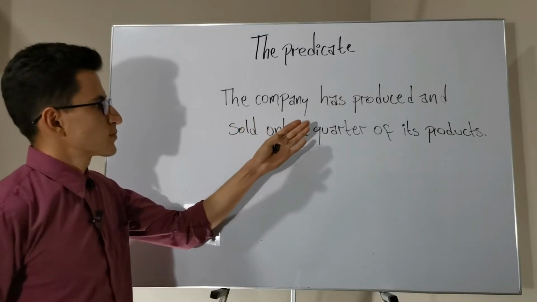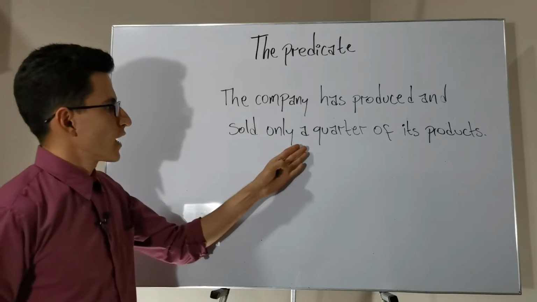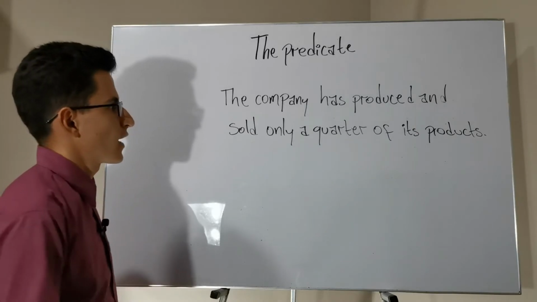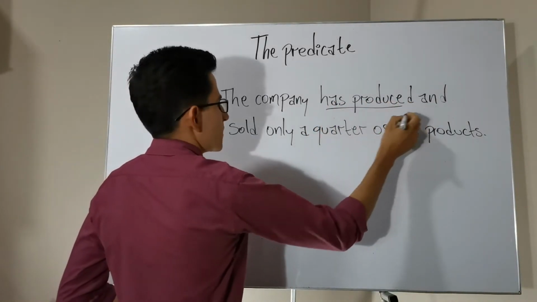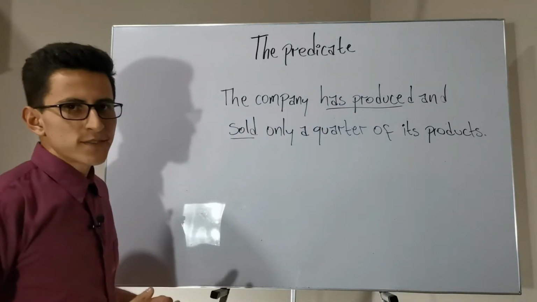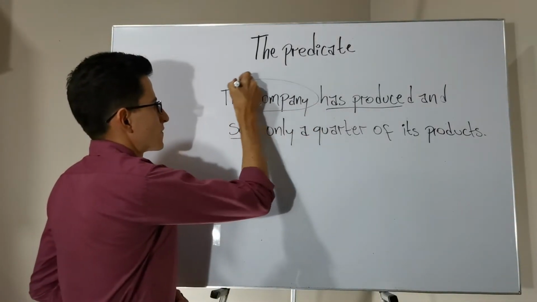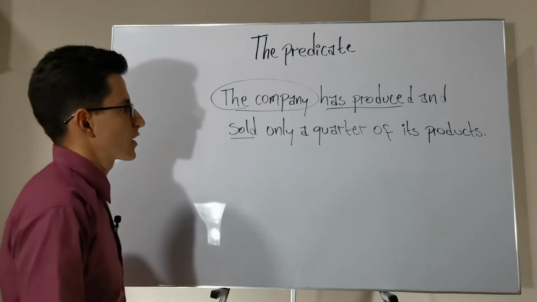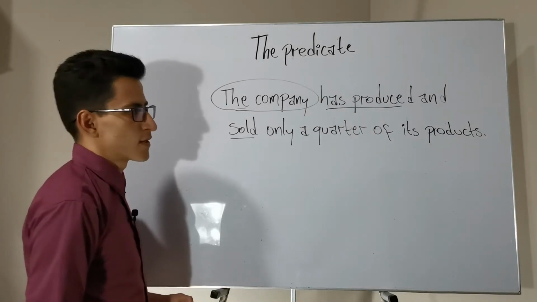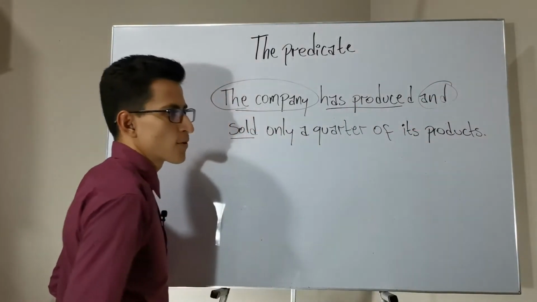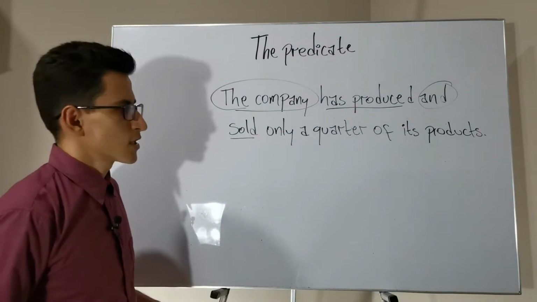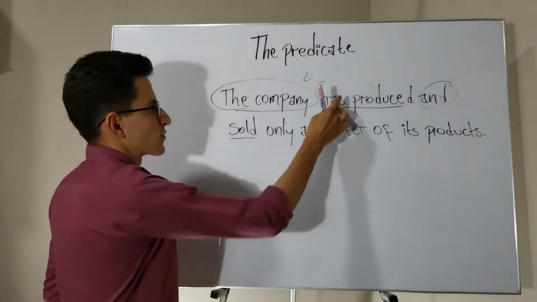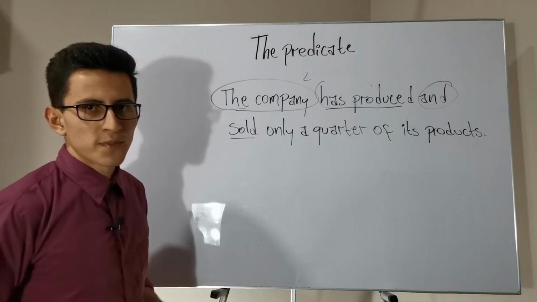The company has produced and sold only a quarter of its products. As we can see, we have 1 and 2 verbs working for the same subject. This is what we call the compound predicate because we have two different verbs joined by a coordinating or correlative conjunction working for the same subject. Remember to include the auxiliaries inside the compound predicate.